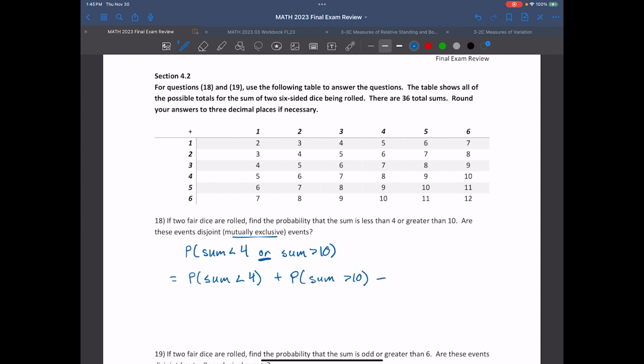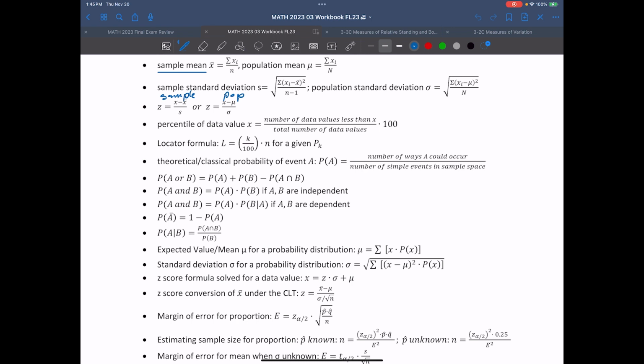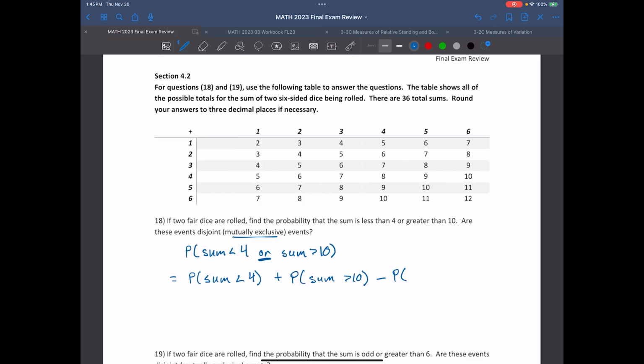And if you don't even worry about mutually exclusive, you would just use the formula, let me reference the formula right here. It is this one. The probability of A or B is the probability of A plus the probability of B minus the probability of their intersection. And this is another way you could say and. So going back here, the sum is less than 4 and the sum is greater than 10. Well, in this case, realize that this is impossible. So that's going to have a probability of 0 here.